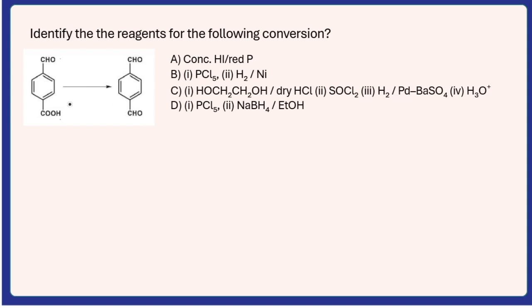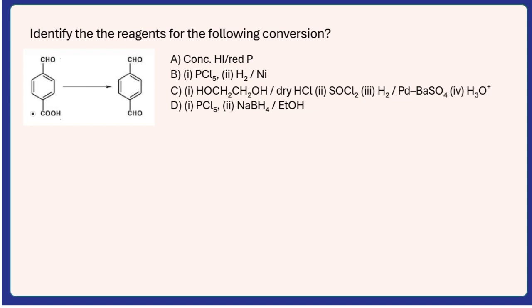What does that mean? Whenever you do the reduction of a carboxylic acid, you can reduce it to either an aldehyde or to an alcohol, right? So here we are selectively reducing this to an aldehyde, and also we are retaining this aldehyde as it is. In this case, what set of reagents do we have to use? Because there is no direct reduction of acid to aldehyde. However, you can do it in multiple steps.